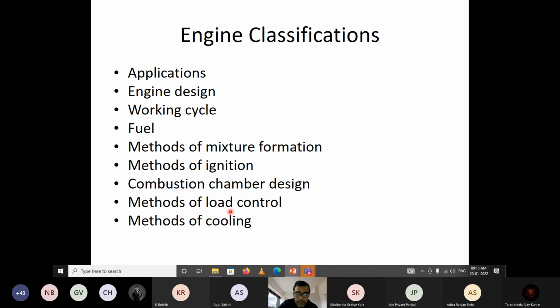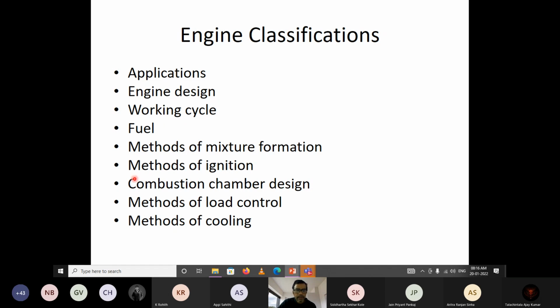Then what kind of cooling methodology is there? Because your device needs some kind of cooling in order to reject the extra heat. Otherwise, there is going to be thermal damage. So mainly we have two kinds of cooling system as far as the IC engine is concerned, whether it is an air cooled engine or a water cooled engine. So depending upon all these parameters, we can classify the engine.